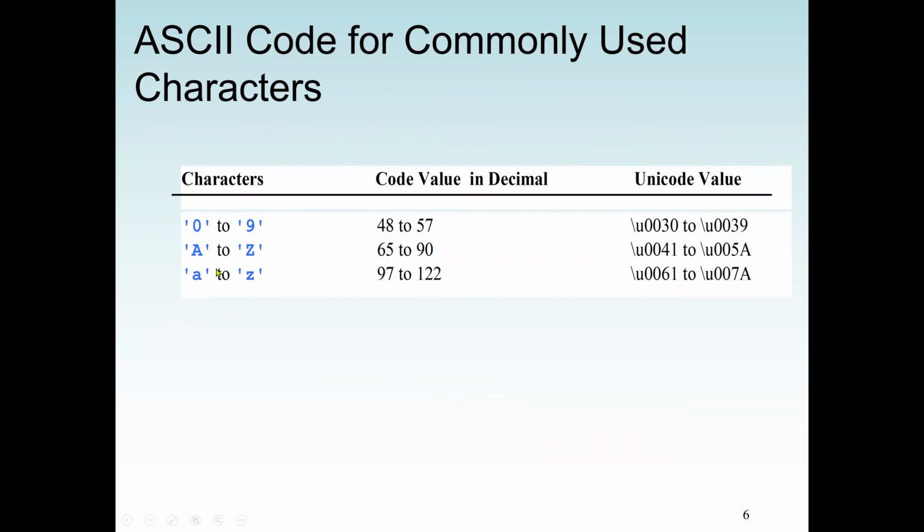So this is an example of commonly used characters in the ASCII code. The digits 0 to 9 have code values in decimal of 48 to 57. Uppercase A to Z is from 65 to 90. Then lowercase a to z is 97 to 122. And this is their Unicode value representation.